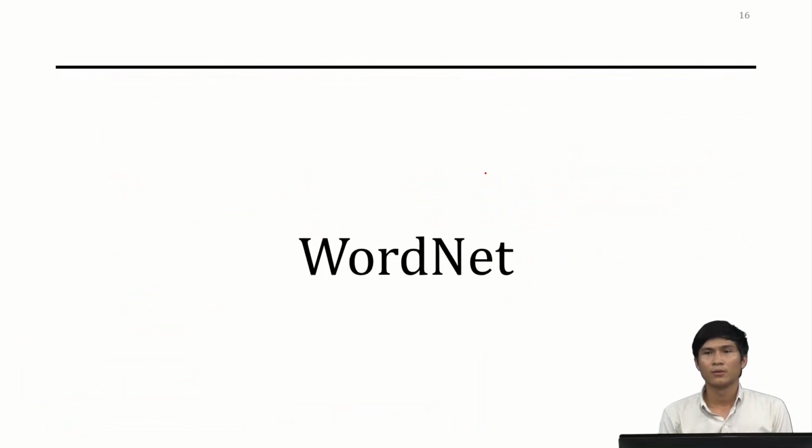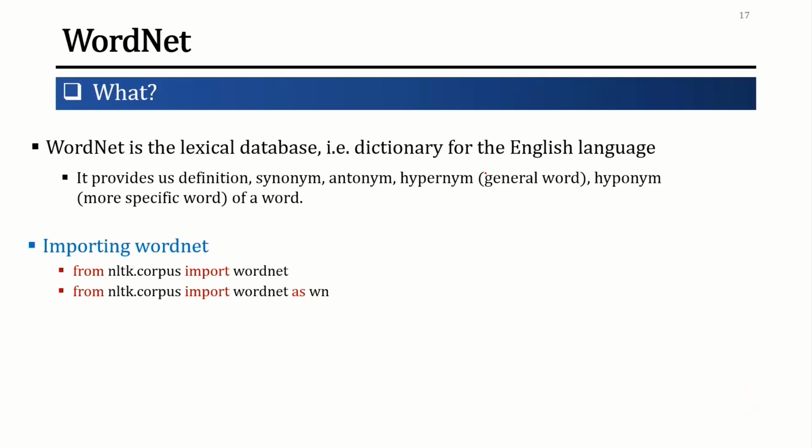Okay, so right now we will take a look at WordNet. So what is WordNet? It is a lexical database. Basically, it is a dictionary for the English language. It provides synonyms, antonyms, hypernyms, which are general words, and hyponyms, which are specific words, and it also gives us definitions and examples of a particular word.